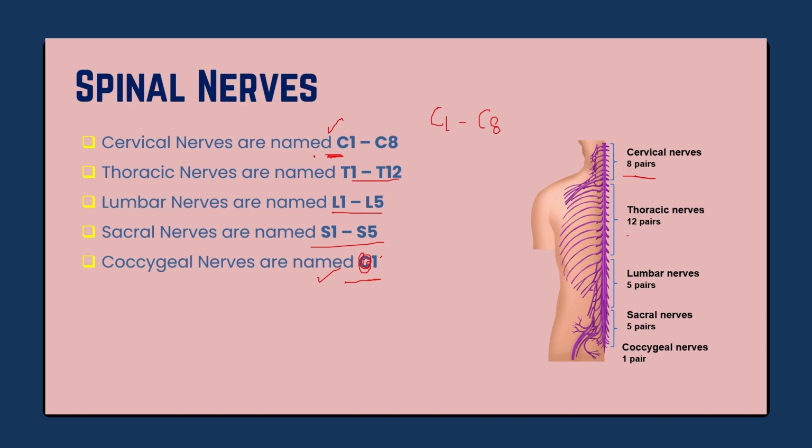I'll give you a hint. Remember, breakfast at 8, lunch at 12, drinks at 5, dinner at 5, and midnight coffee at 1 a.m. This was the mnemonic that we used. Alright? Yeah, so that was all about spinal nerves.